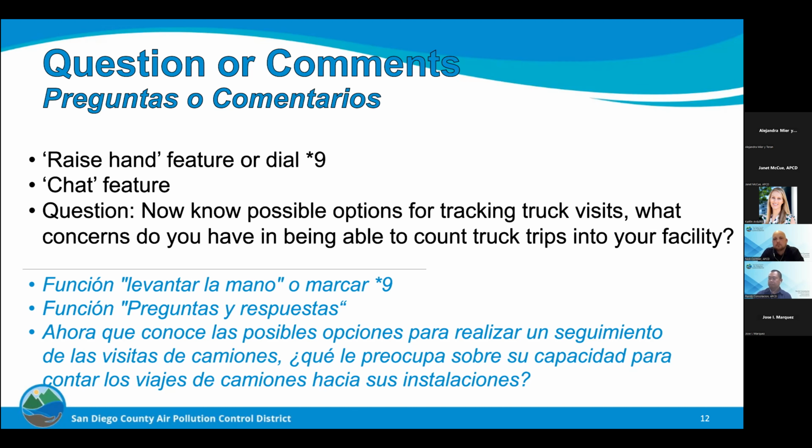I don't think guard shacks are very common, particularly in central. It depends on the business, but people know how to track their trucks. It's just that not everybody can provide the same level of information, I think.